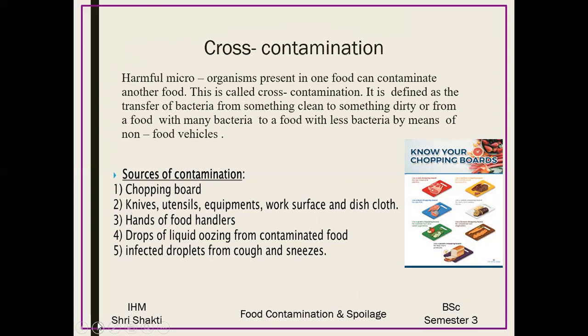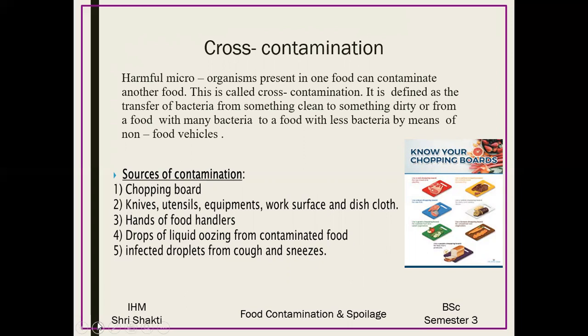Generally, these foods have to be stored carefully, from receiving till the service. While purchasing, raw and cooked food should be kept away; while storing, raw and cooked food should be kept away; while pre-preparation or mise en place, raw and cooked food should be kept away; and while cooking as well as while serving. But how do raw and cooked food come in contact? By using the same chopping board, like a white chopping board for various raw and cooked products, using one knife for raw and cooked products, or using the same utensils, equipment, work surfaces, dishcloths, hands of the food handlers, drops of liquid oozing from contaminated food, and infected droplets from coughing and sneezing are the causes for transfer of bacteria from raw food to cooked food.